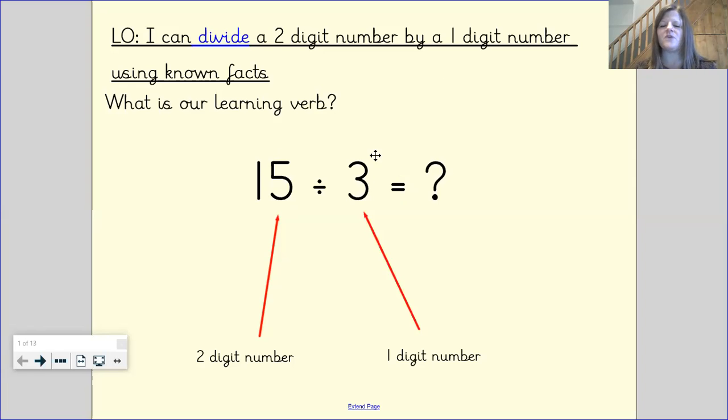So 15 divided by 3, what is that? Well, if we know our known facts, if we know that 3 times by what is 15, because remember division and multiplication are the inverse. So 3 multiplied by 5 is 15, therefore 15 divided by 3 is 5. So it's going to be similar facts to that.